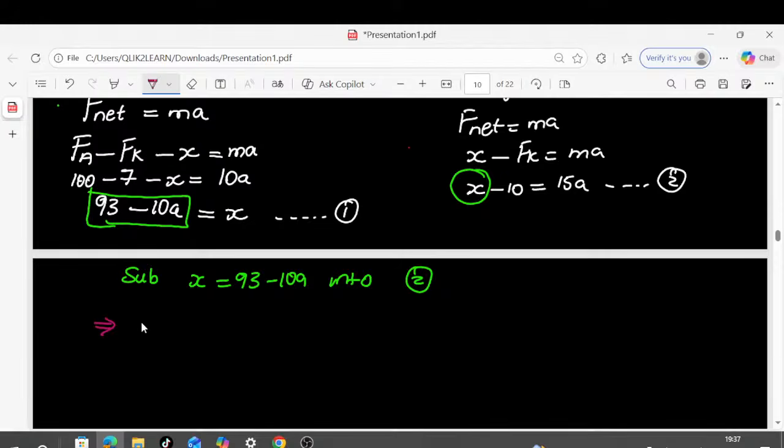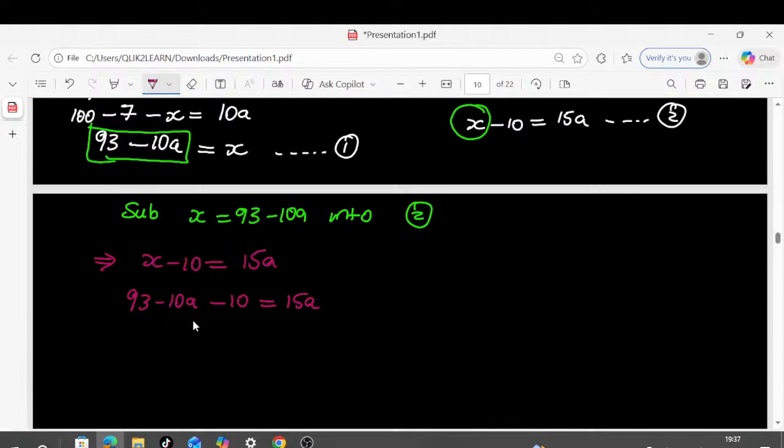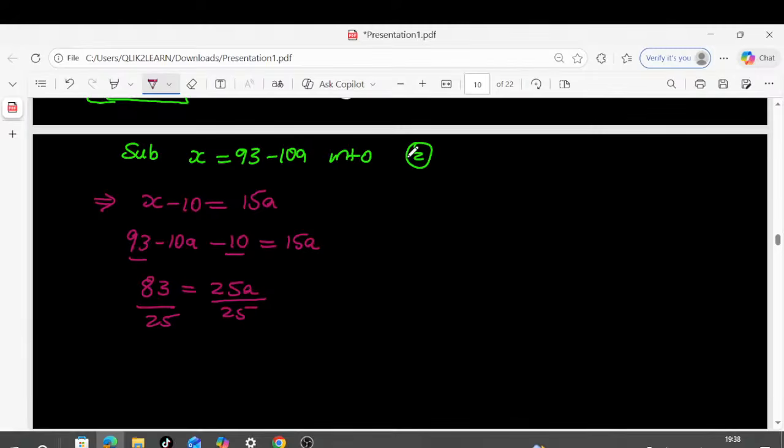So this will be X minus 10 equals 15A, meaning that where there's X, we put 93 minus 10A. We still have minus 10, equals 15A. Then what's next? We group the like terms. 93 minus 10 gives us 83. The 10A goes to the other side to be 15 plus 10, which gives us 25A. Divide both sides by 25.